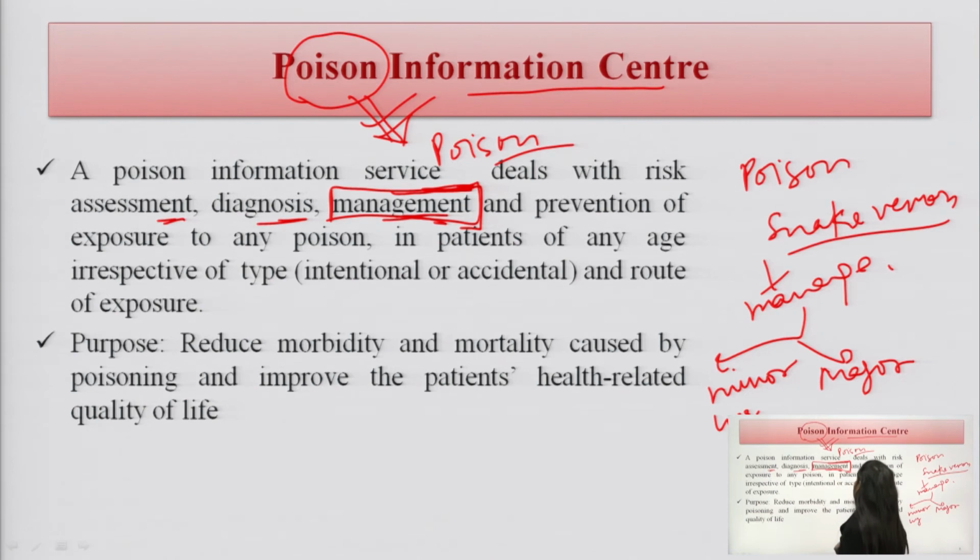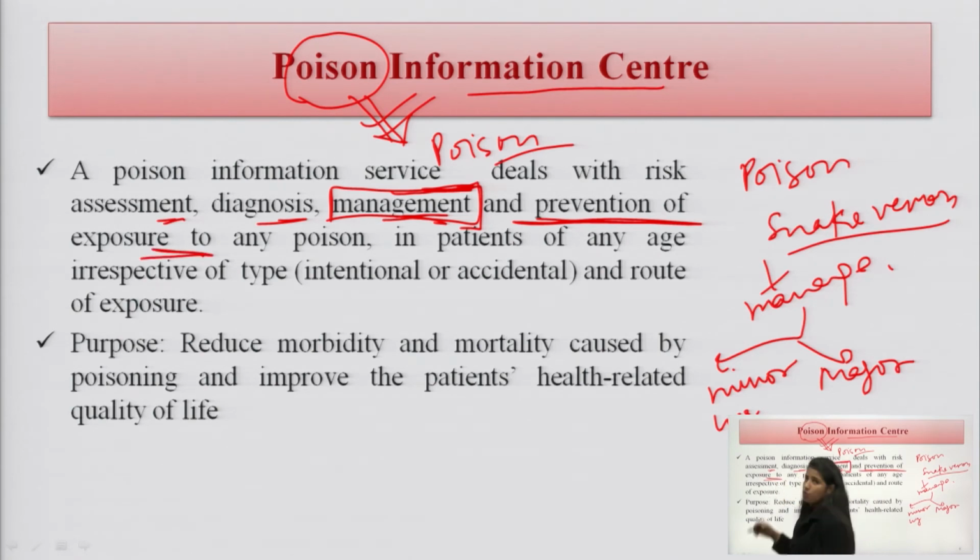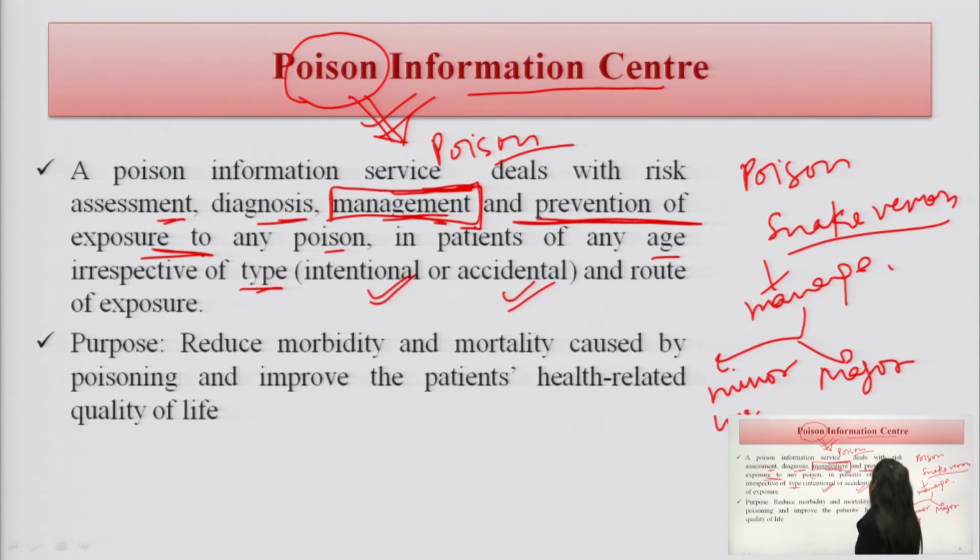So there are some therapy plans for it. And prevention, how we can prevent the exposure. Exposure can be by any route. It could be by inhalation, the patient had taken it, and there are many reasons. It could be incidental, it could be accidental. Exposures to poison occur in patients of any age, irrespective of type. I told you, the patient can take it intentionally or accidentally, and the route of exposure varies. So all these points will be discussed in the Poison Information Center.